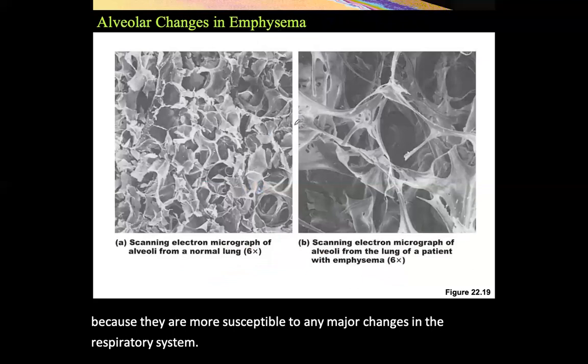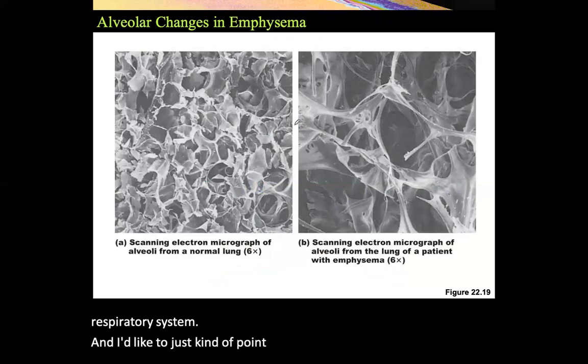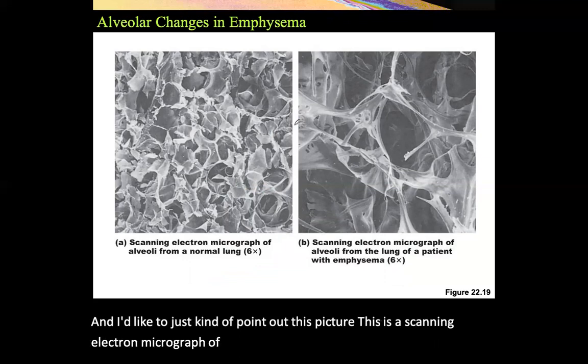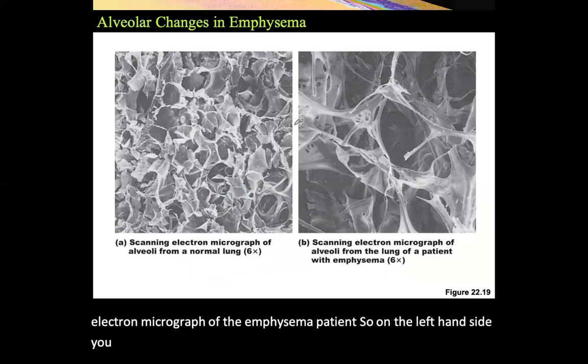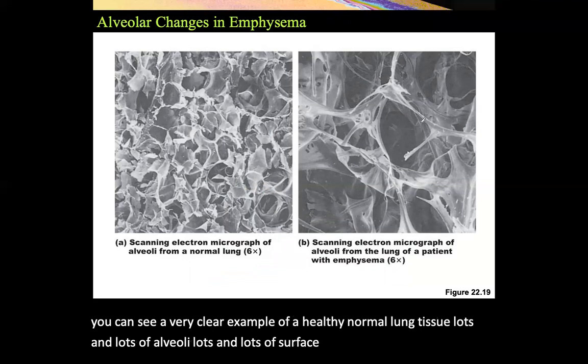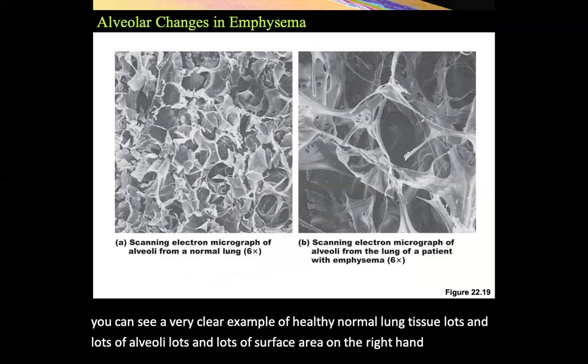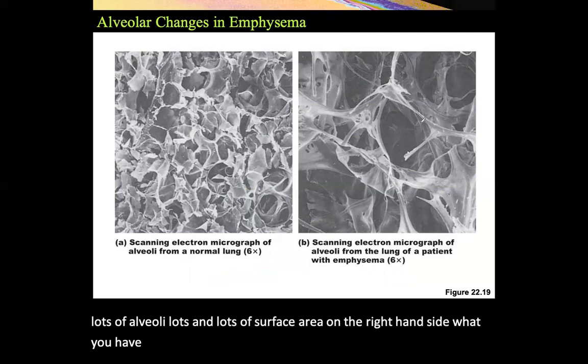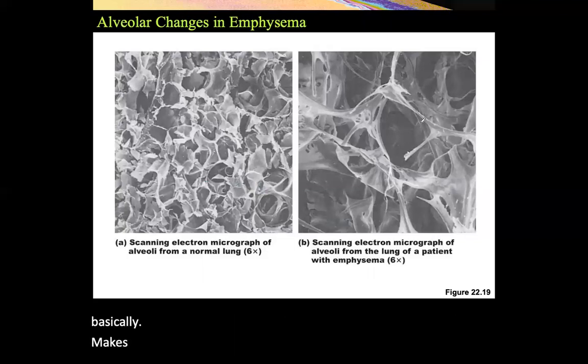And I like to just point out this picture. This is a scanning electron micrograph of an emphysema patient. On the left-hand side, you can see a very clear example of healthy, normal lung tissue, lots and lots of alveoli, lots and lots of surface area. On the right-hand side, what you have is a significant decrease in the alveolar surface area, which makes the gas exchange very difficult.